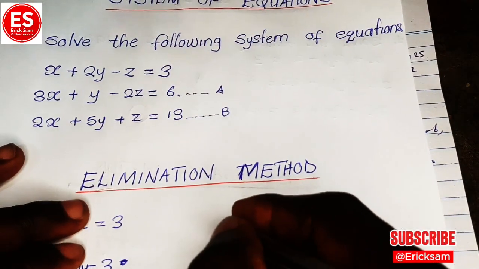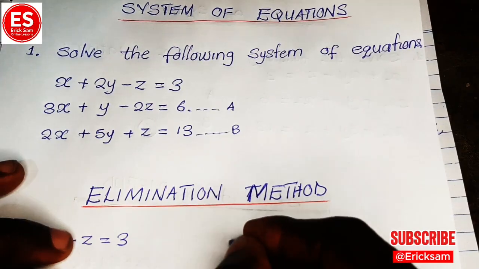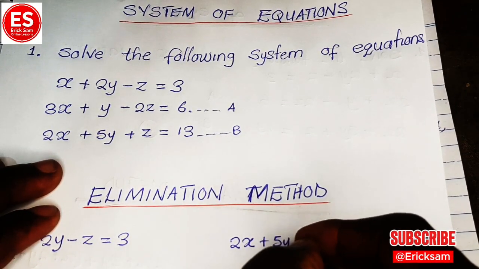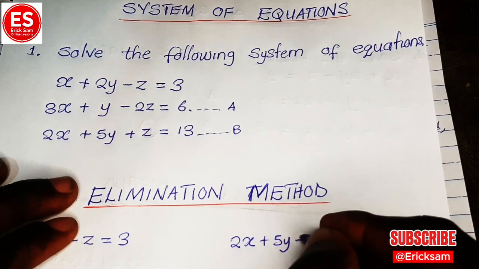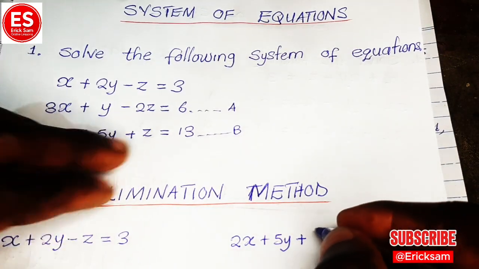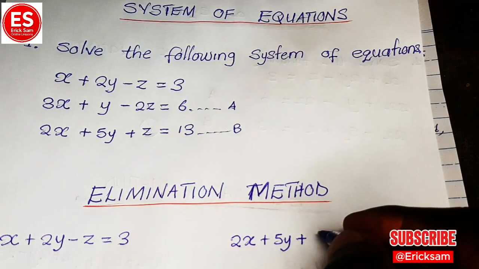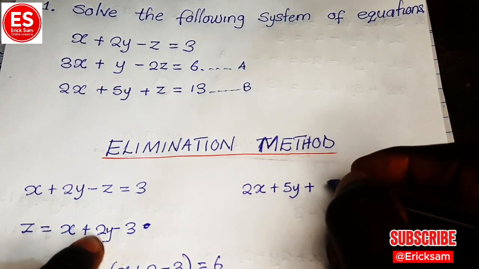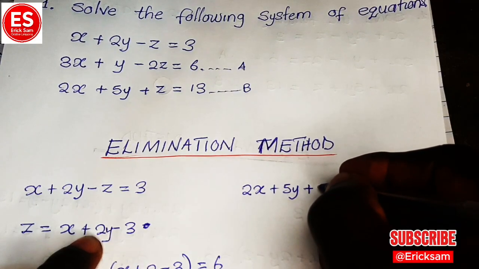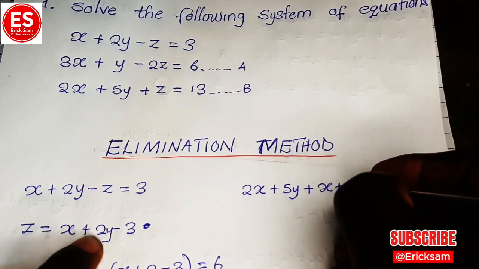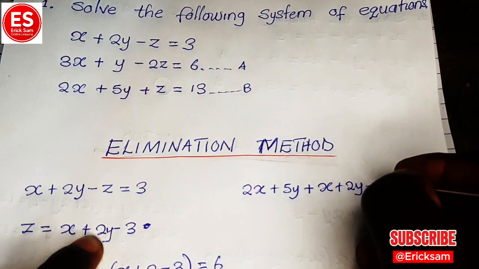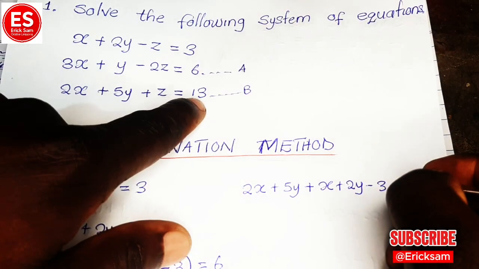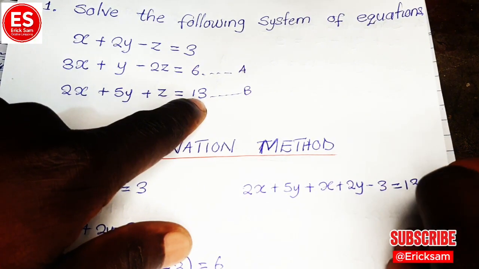Okay, so b, we're going to pick b: 2x plus 5y plus, now here where the z is, we're going to substitute the same equation that we had here. So we're going to say this is x plus 2y minus 3. Then equal to, remember there's 13 there, equal to 13.